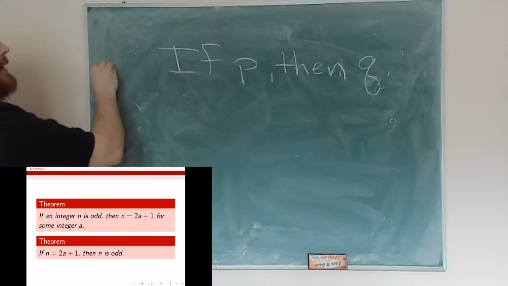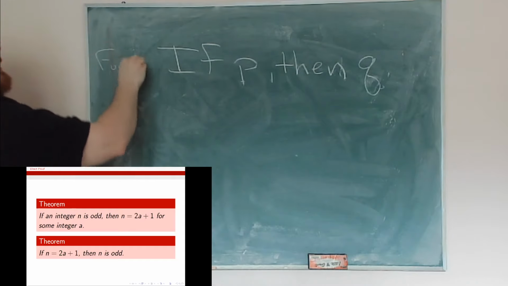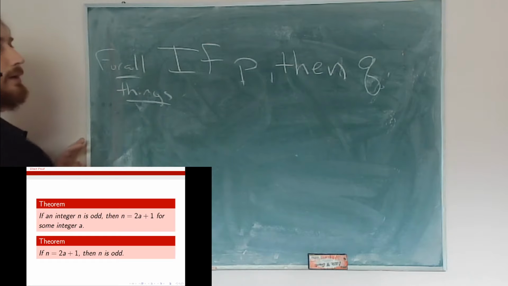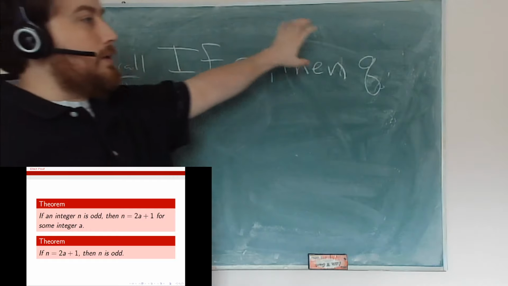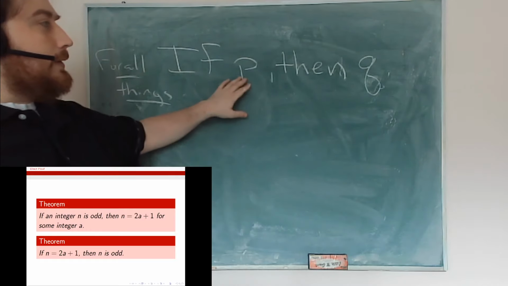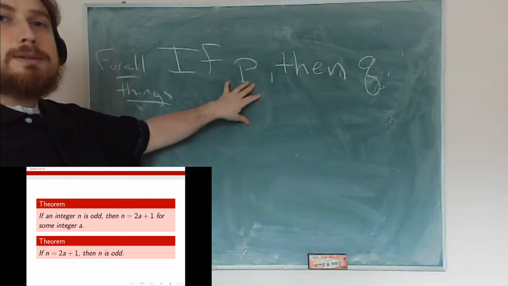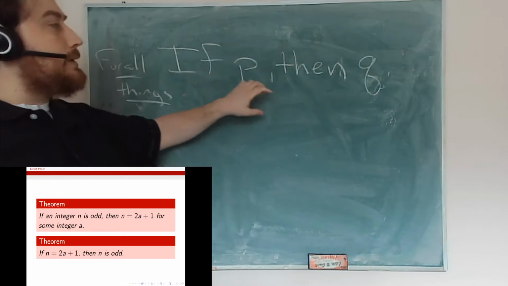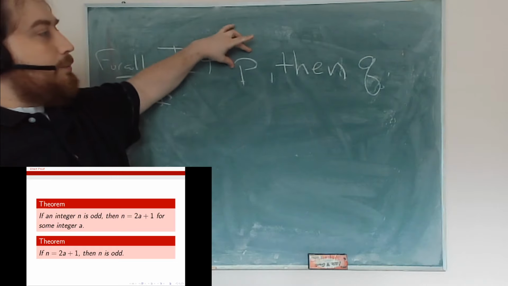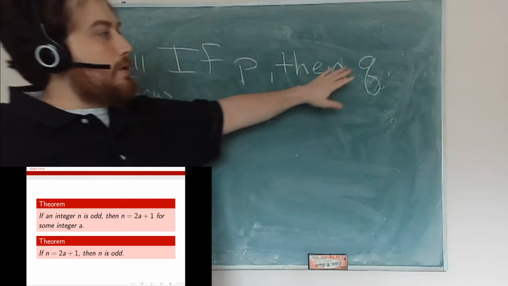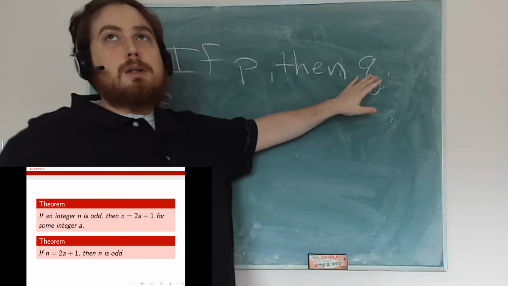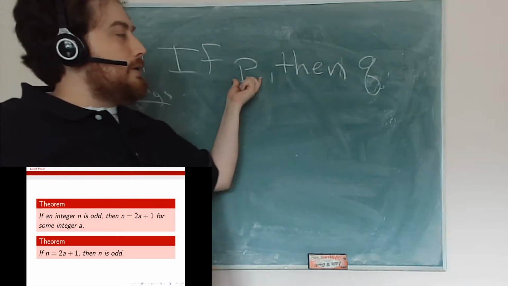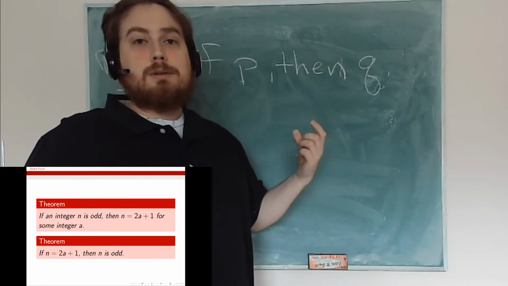So if we want to show that this is true all the time, we don't actually have to worry about when P is false, because if P is false, this thing becomes true. So what we have to do is say, okay, assume that P is true. We have to show that Q can't be false. We want this to always be true, so we can't have the situation where P is true and Q is false.